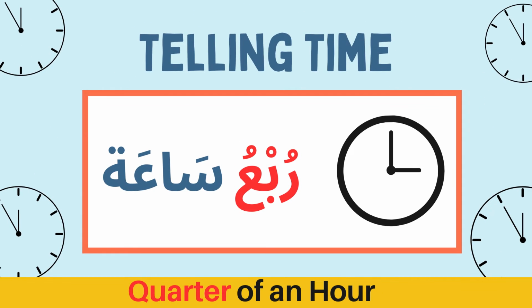When we want to say quarter of an hour in Arabic, we say ربع ساعة. ربع ساعة. Let's say it together slowly. ربع ساعة. ربع ساعة.